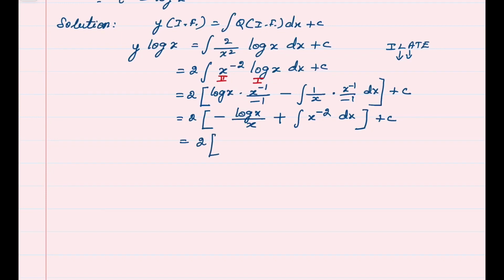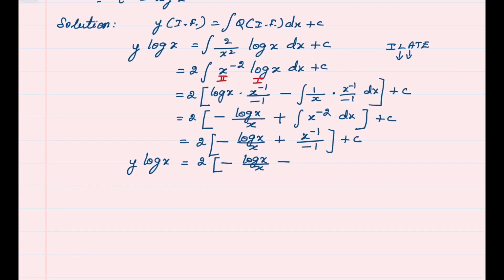2 times minus log x over x plus integral of x raised to minus 2, which is x raised to minus 1 divided by minus 1, using the x power n plus 1 divided by n plus 1 formula. Y log x is equal to 2 times minus log x over x minus 1 over x, plus c. Therefore, y log x is equal to 2 divided by minus 1 by x is common. We get 1 plus log x plus c.